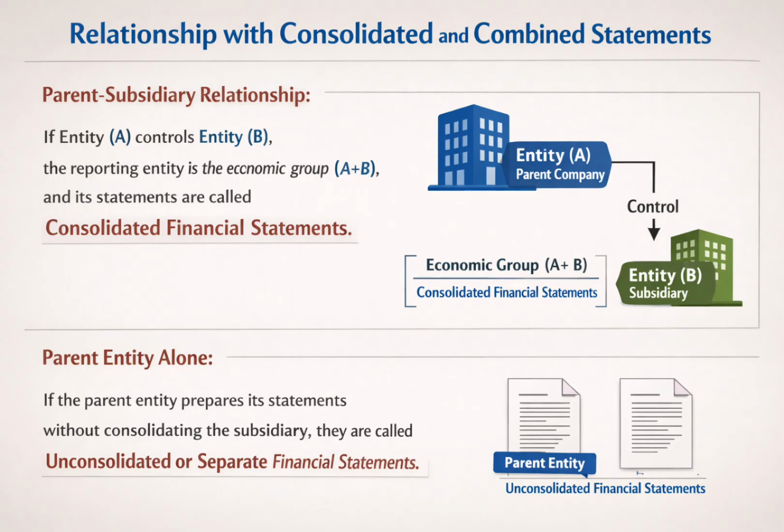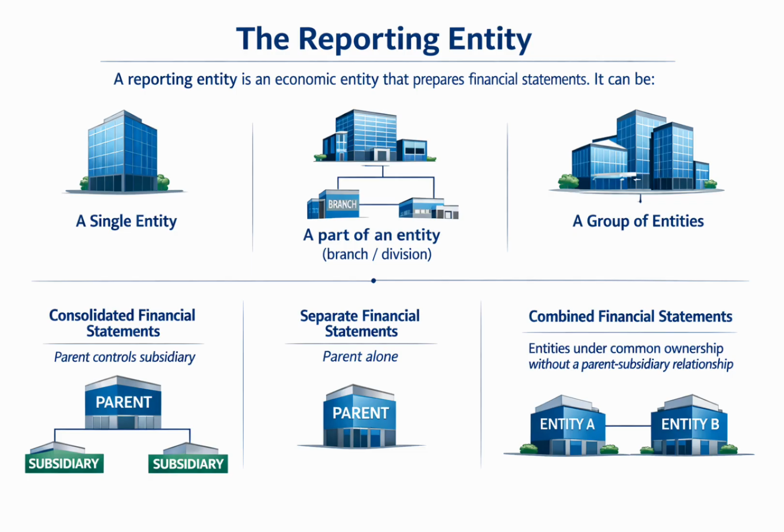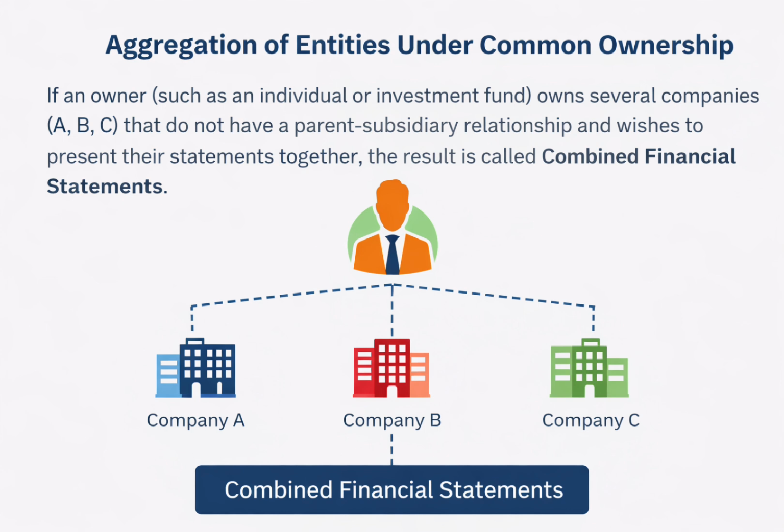Relationship with consolidated and combined financial statements. 1. Parent-subsidiary relationship. If entity A controls entity B, according to the definition of control in IFRS 10, the reporting entity is the economic group A plus B, and its statements are called consolidated financial statements. 2. Parent entity alone. If the parent entity prepares its statements without consolidating the subsidiary, they are called unconsolidated or separate financial statements.